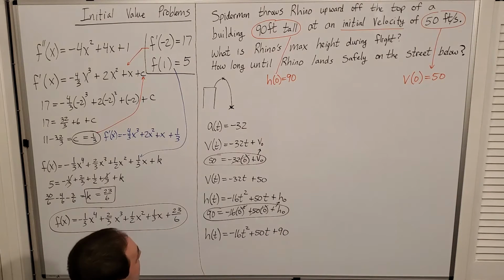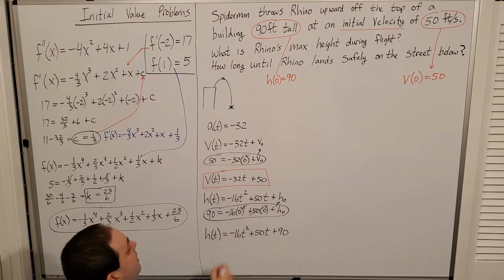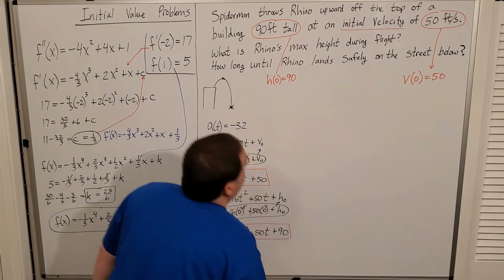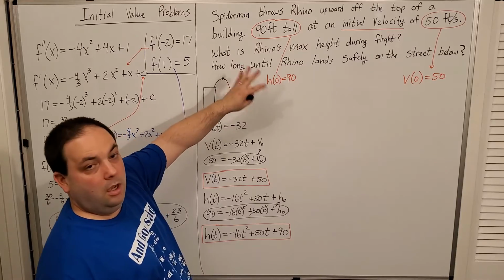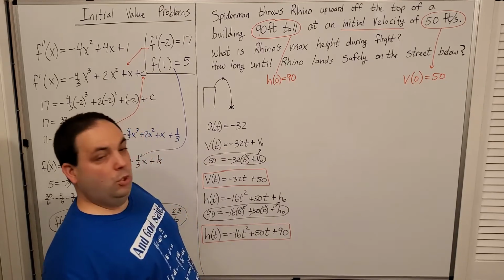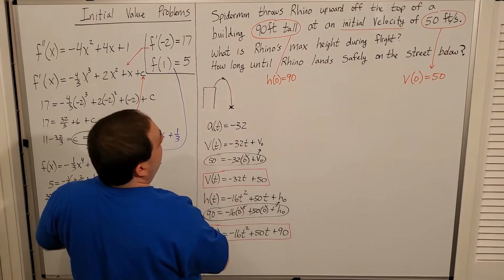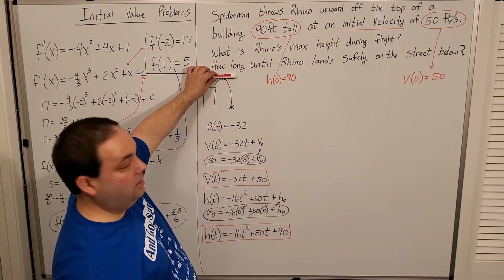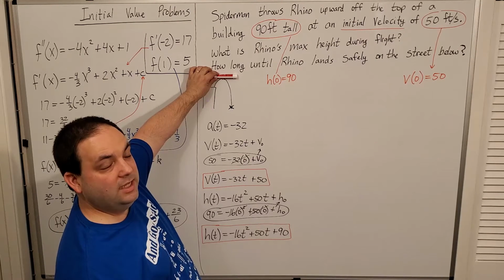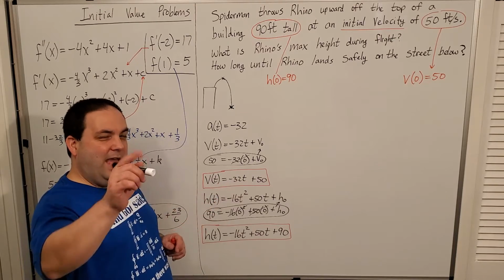All right, so now that I have my two important pieces of information, my two equations, I have my velocity equation, I have my height equation, both of them related to time, I am now ready to answer the question, or the two questions here. So, what is Rhino's maximum height during the flight? Well, that's up here, right? At the vertex of his flight. Don't forget that that's a horizontal tangent point, right? Well, that means that the derivative of position is 0. Wait a minute, what's the derivative of position? Velocity.